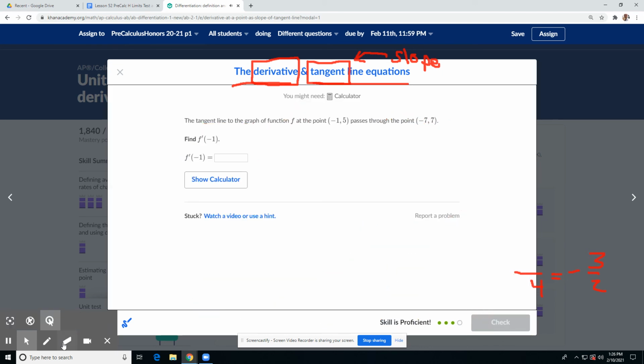See how we're doing on this one. So we got a tangent line to the graph at this point, passes through this point. Find f, and notice it's our first value, so that's just asking for the slope again. Find f prime of -1. Find the slope at this one. So this is our function at this point, and the tangent goes through this point, and all we're doing is plugging into that slope equation again.